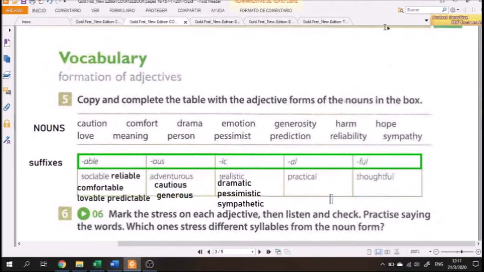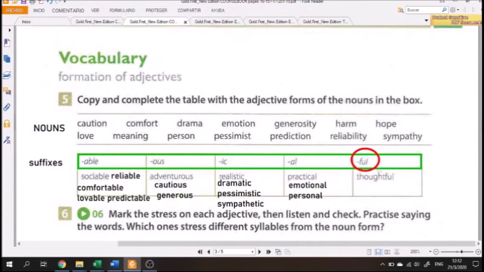Okay, let's move on to column number four. We have practical, emotional, and what else? One more? There is one more. Personal. Good. Thoughtful, a person who thinks about others. And I'm going to highlight this one.